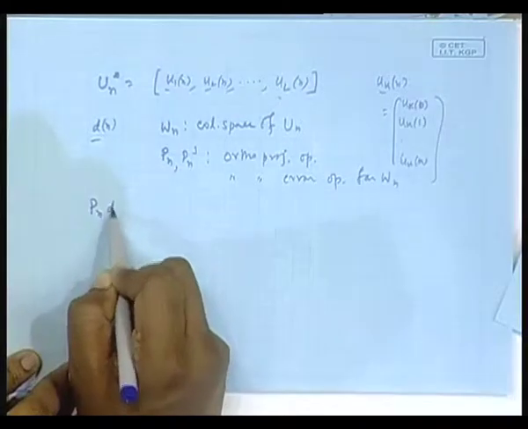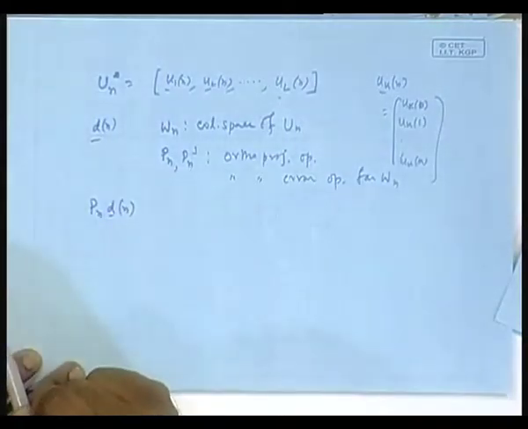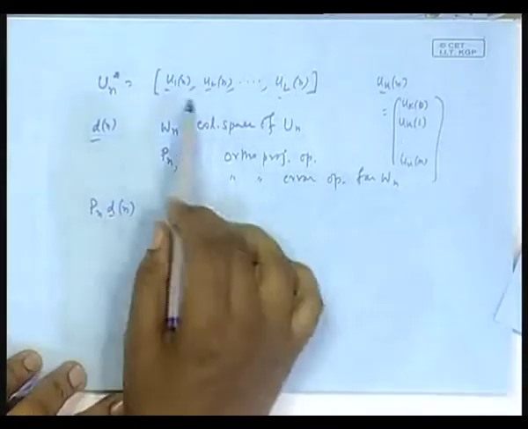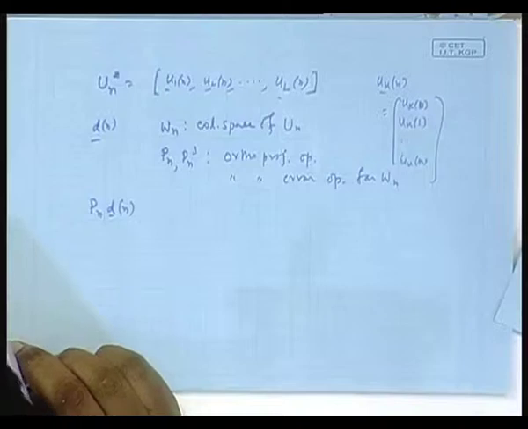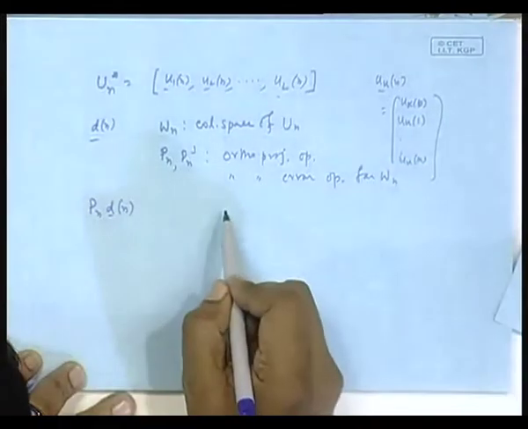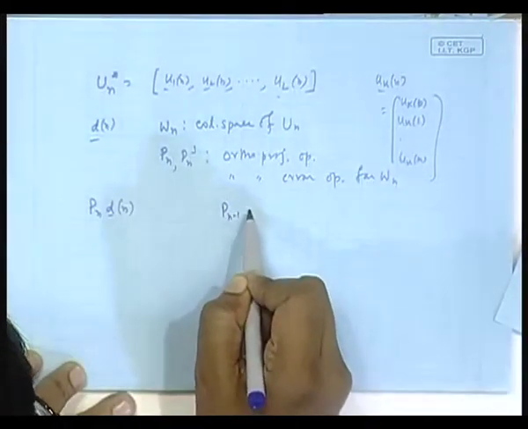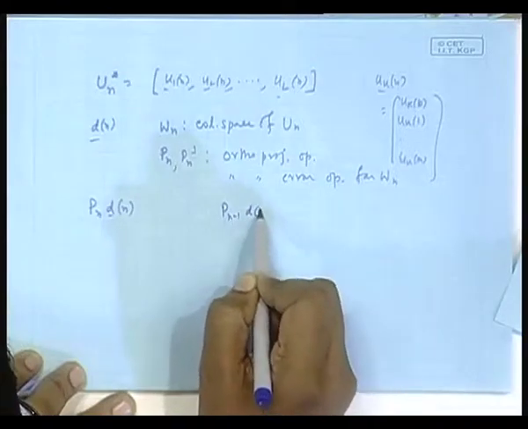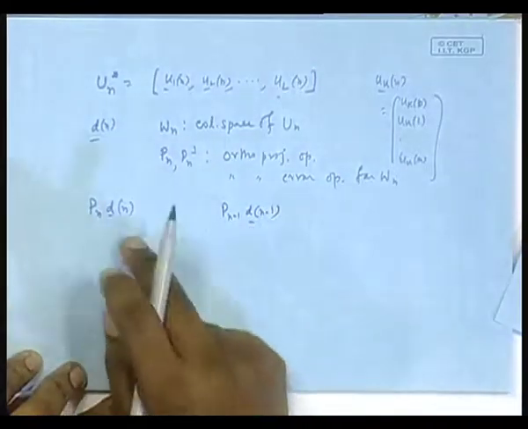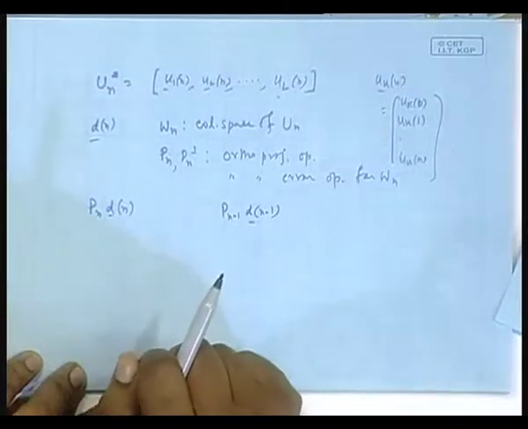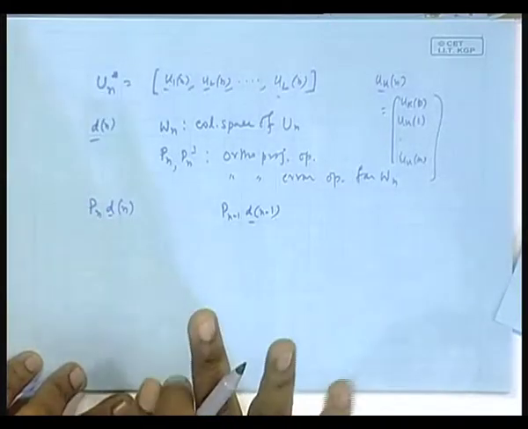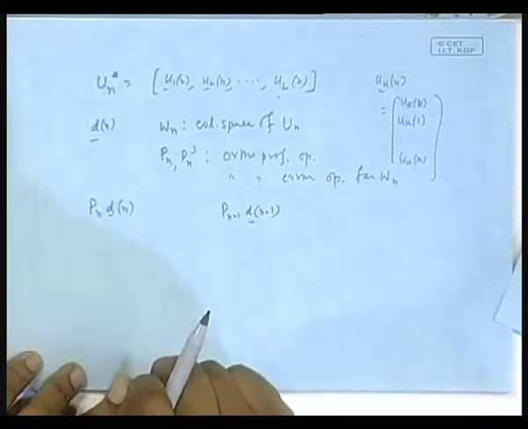P n d n, what is it? The projection on the space spanned by this guy, the column space of this matrix, and P n minus 1 d n minus 1. How are these two related? Can I find a relation between these two projections? That is the thing, it is not easy, it does not come up so easily.